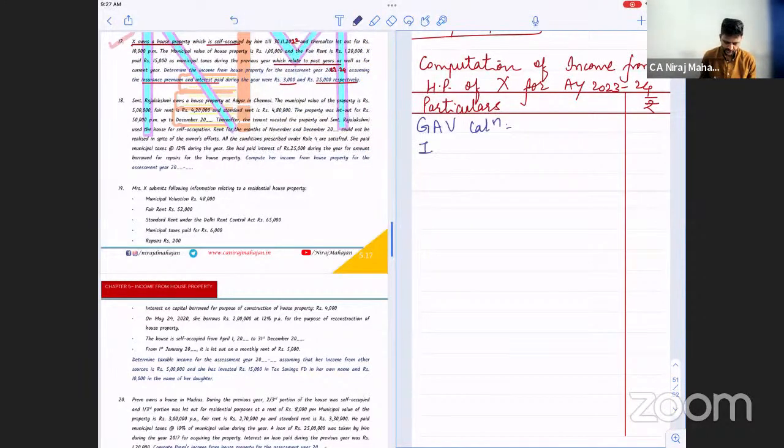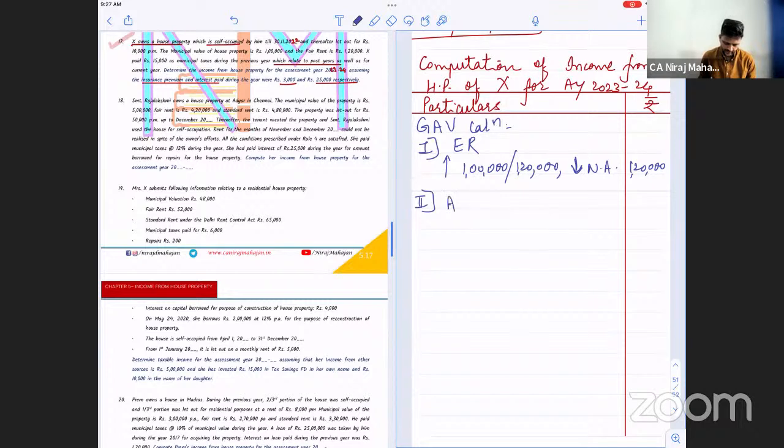GV calculations. First one, expected rent. Again, like I said, we'll be taking it for the entire year. So higher of what, children? 1 lakh or 1 lakh 20, because we don't have the standard rent. Correct? So higher of 1 lakh or 120, but we don't have standard rent, so not applicable. So 120 is my step number 1.